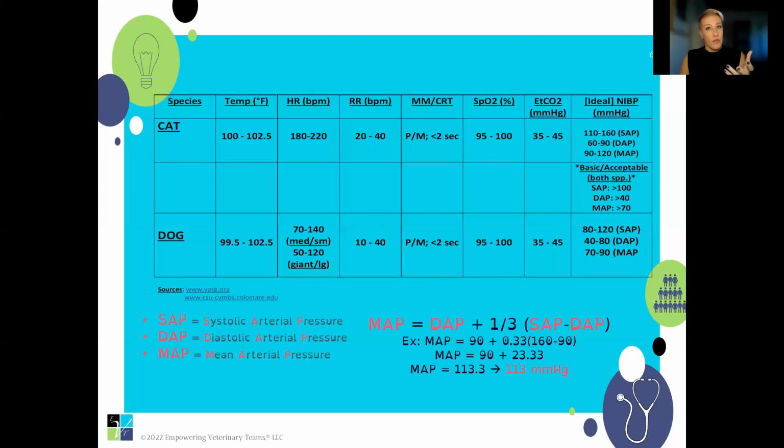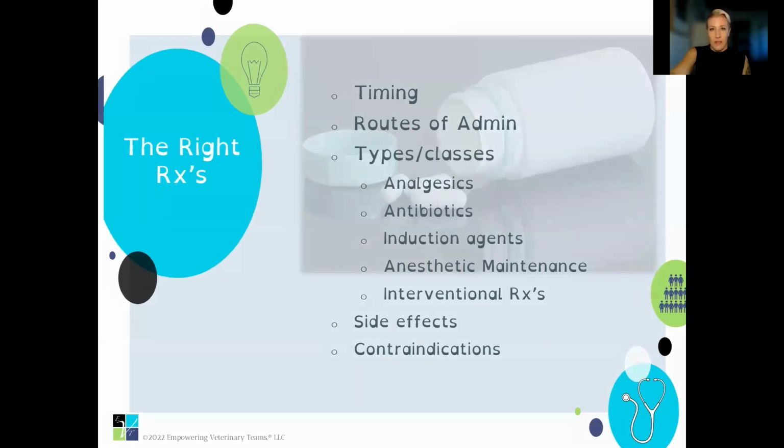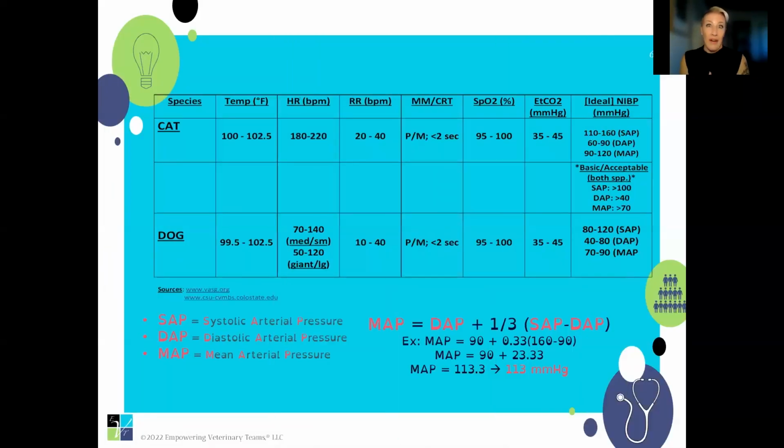And if you don't trust your equipment, it's older, it needs some maintenance, this is the calculation for you. Your MAP is equivalent to your diastolic pressure plus 1/3, or 0.33333, multiplied by the systolic minus the diastolic. And that's an example there for you.